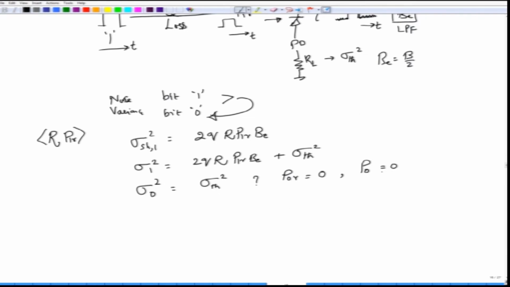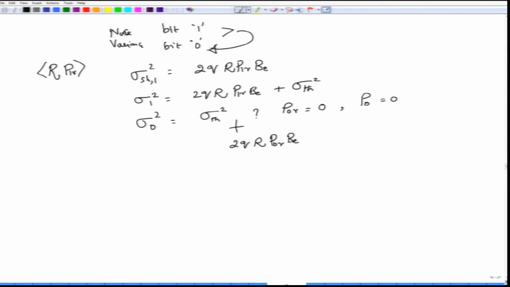In case your laser is not able to make P0 equal to 0, in addition to this there will be a shot noise component that corresponds to how much power you have received when you have actually transmitted bit 0, flowing in the same resistor and having the same bandwidth. However, in practice this term is very small, so it is very close to 0. If not, you can always include this particular thing as an extra noise.